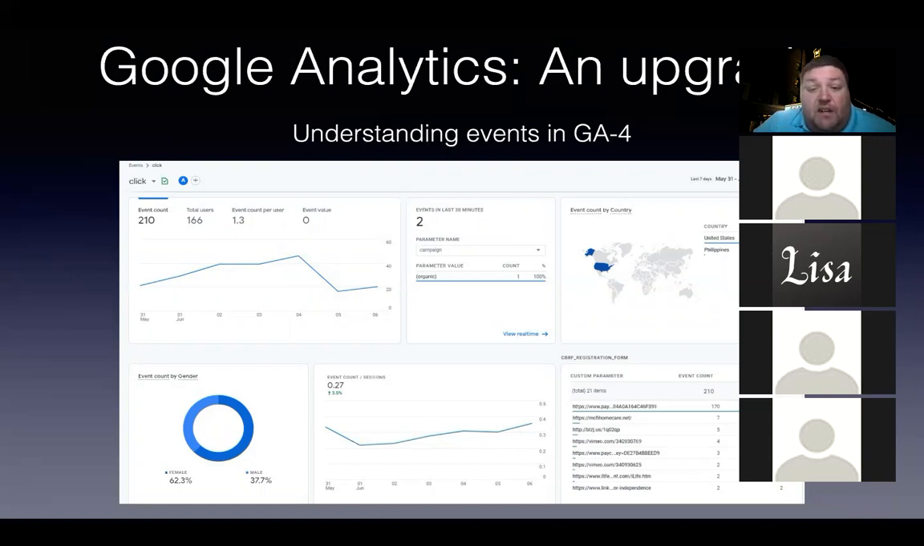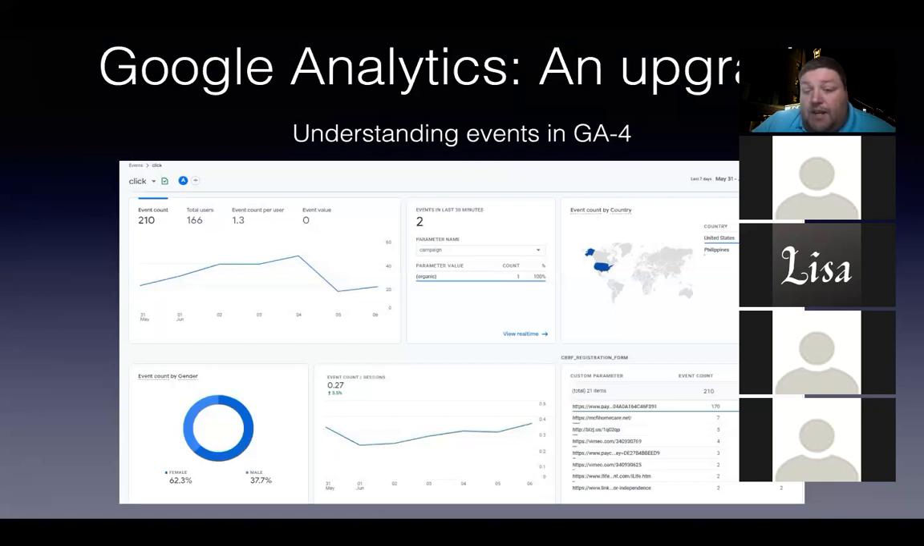As you can see in the center, it shows you the events that happened in the last 30 minutes, and then shows you how they got to that. And of course, there's your event count by country, which looks like I had a couple of visitors from the Philippines. Woohoo! There's your event count by gender. In this case, nearly 63% of people that did a click on the website were female. Event count by session: how many events did somebody take during a session visit?